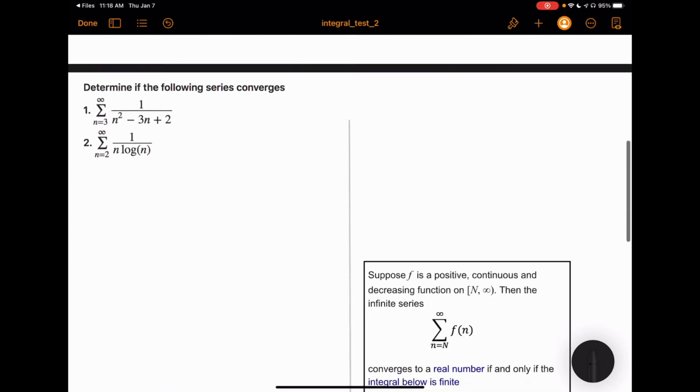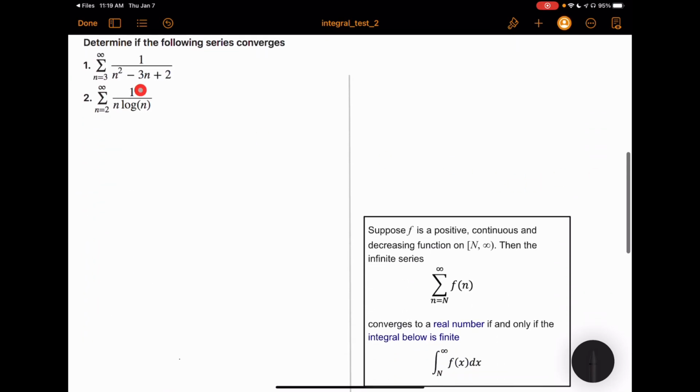Now let's look at the second question. Again, first let f(x) equal 1 over x log x. Let's see whether the three conditions are met. First, obviously, this is positive because x is greater than or equal to 2. And obviously, it's continuous. And it's a decreasing function because the denominator is increasing. So all the three conditions are met. We just need to look at the integral.